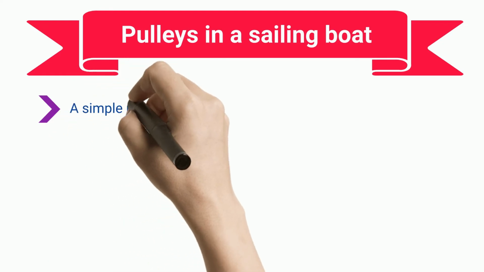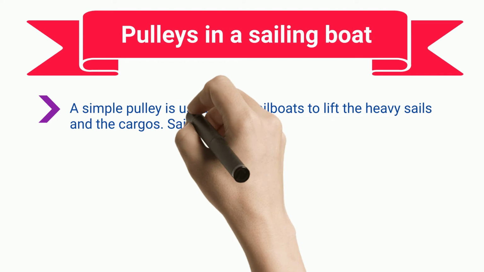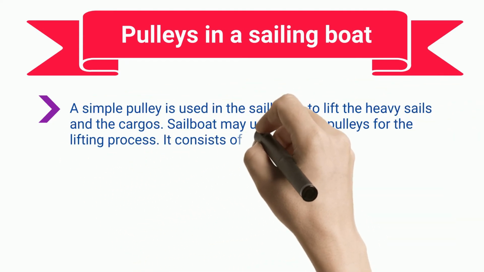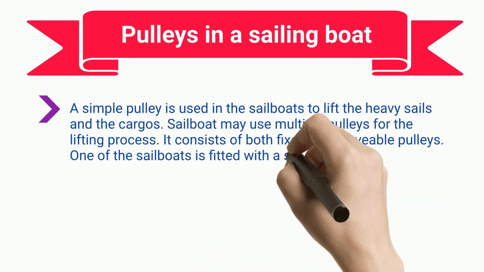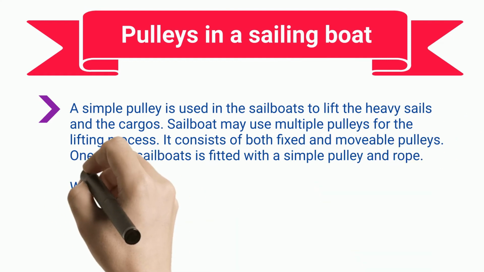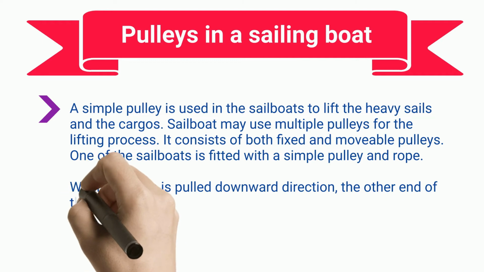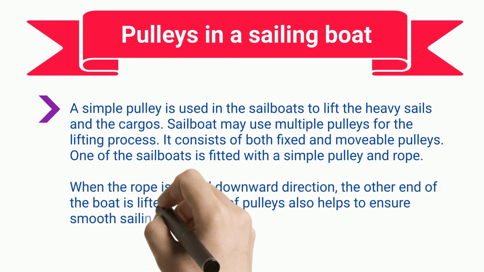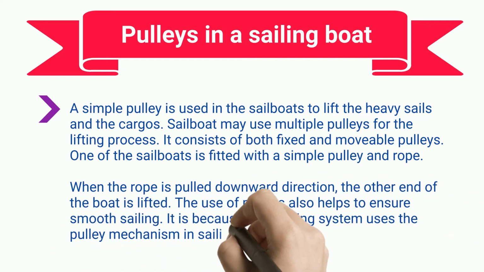Pulleys in a sailing boat. A simple pulley is used in sailboats to lift the heavy sails and the cargoes. Sailboats may use multiple pulleys for the lifting process. It consists of both fixed and movable pulleys. One of the sailboats is fitted with a simple pulley and rope. When the rope is pulled in the downward direction, the other end of the boat is lifted. The use of pulleys also helps to ensure smooth sailing. It is because the bearing system uses the pulley mechanism in sailing boats and ships.